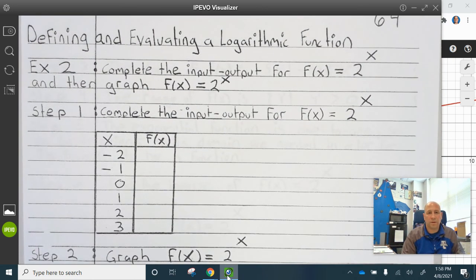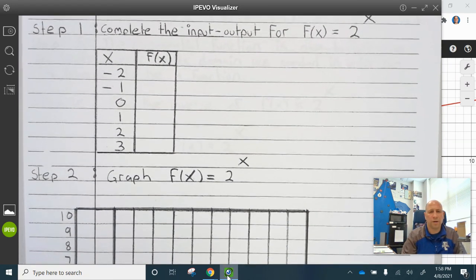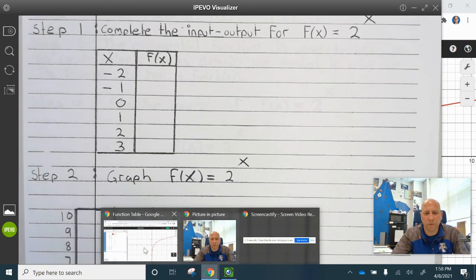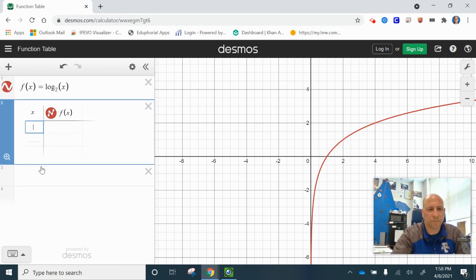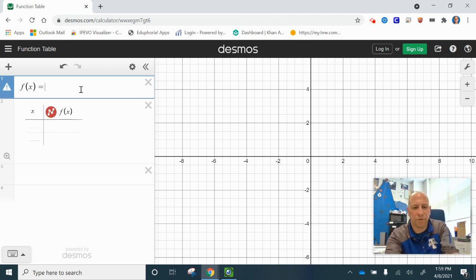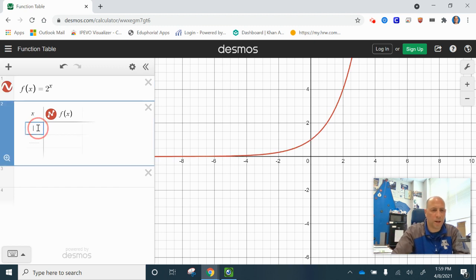All right. Example 2: Complete the input-output for f of x equals 2 to the x, and then graph f of x equals 2 to the x. Step 1: Complete the input-output for f of x equals 2 to the x. Again, we're going to go back to Desmos. I'm going to clear out these values and do 2 to the x, and then we're going to plug in the values.